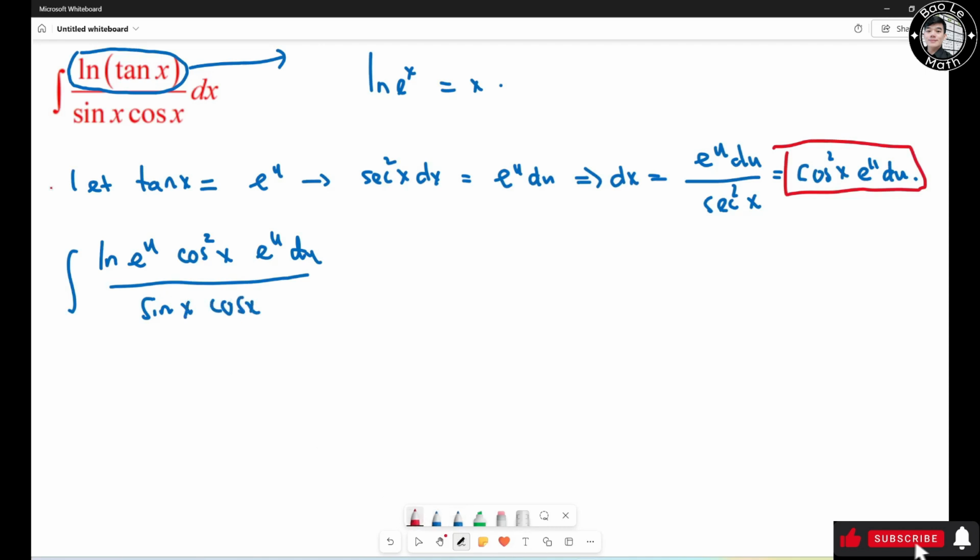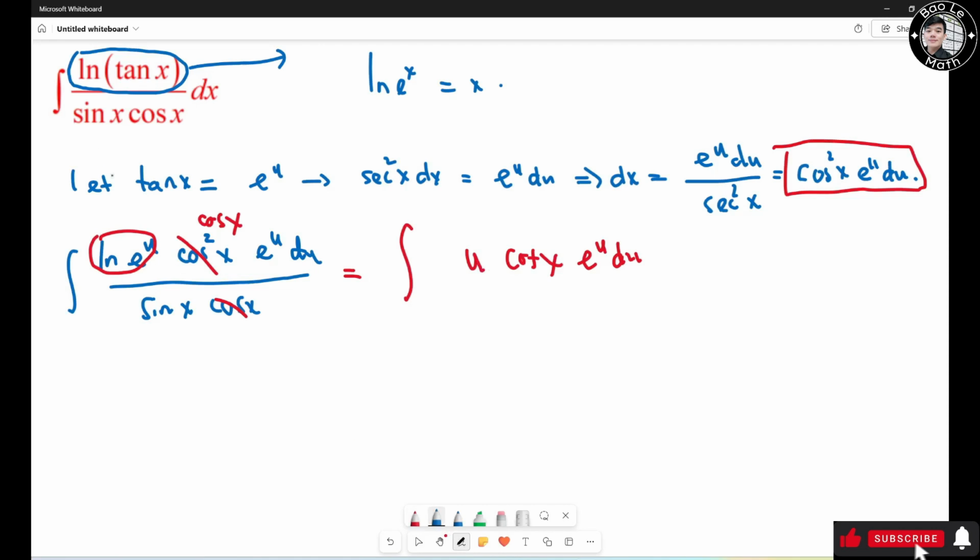Now we're going to simplify, right? So cosine square divided by cosine, you have cosine s left right here. Cosine s divided by sine s is going to be cotangent s, right? So I have cotangent s right here. Now e to the u, I rewrite it du, right? Now this guy turns out to be u, right?